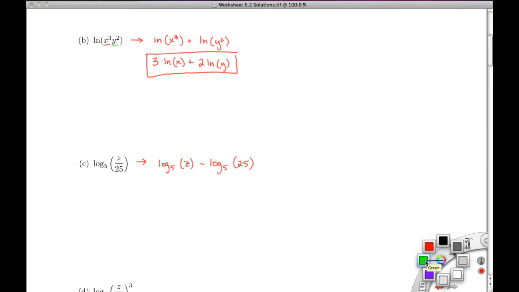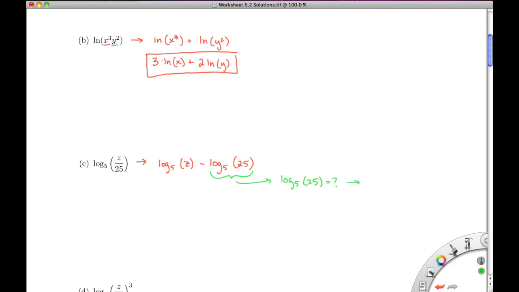Now, we may not notice it at first, but we can actually simplify this. There's nothing we can really do with the log base 5 of z. No more products, quotients, or exponents to simplify. But let's look at the log base 5 of 25 over here. Is it able to be simplified to something?